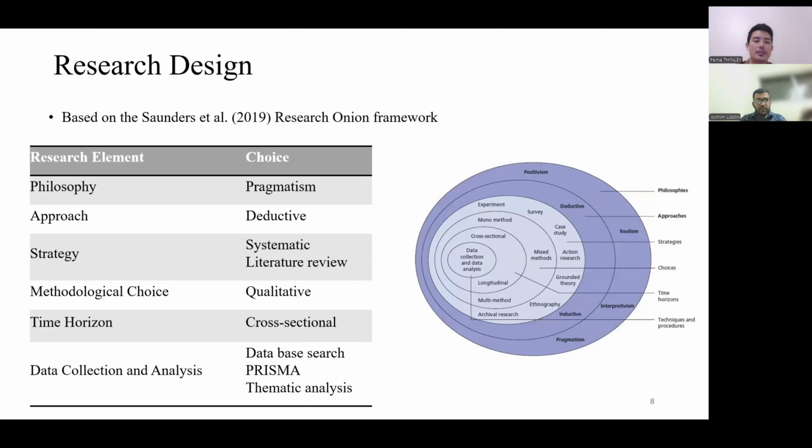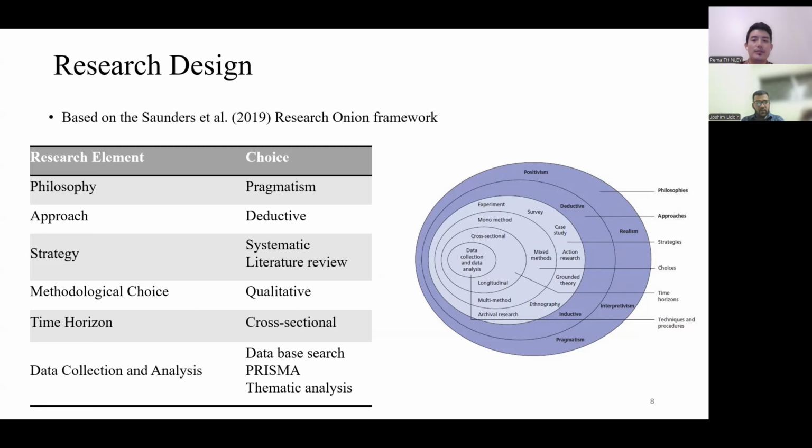In this section, I'll briefly talk about the research design that we are going to adopt for this research project. Our research design is mainly based on the Saunders Research Onion. You can see in this slide, the table on the left side will show our plan to select respective research elements based on this onion framework.